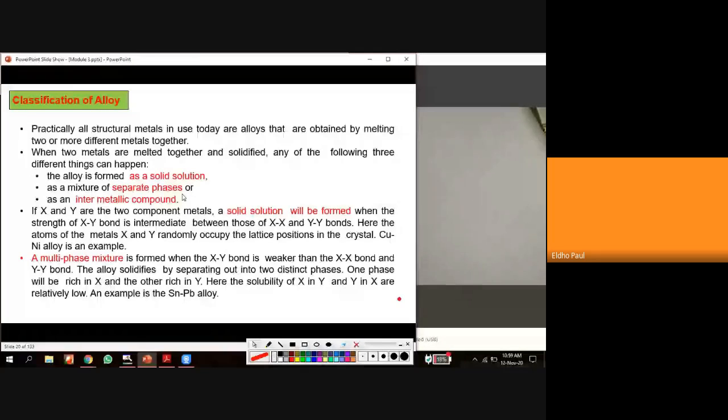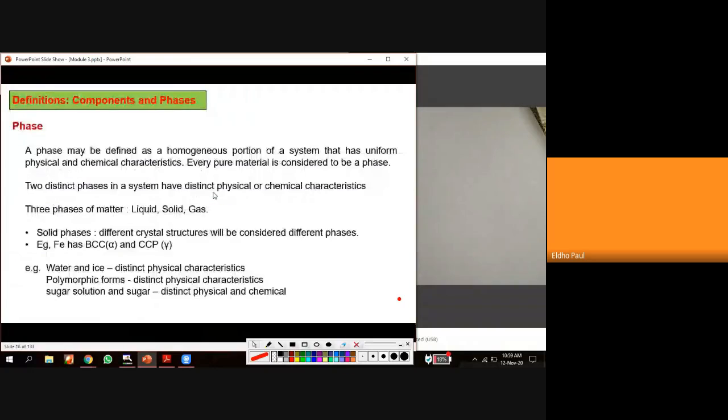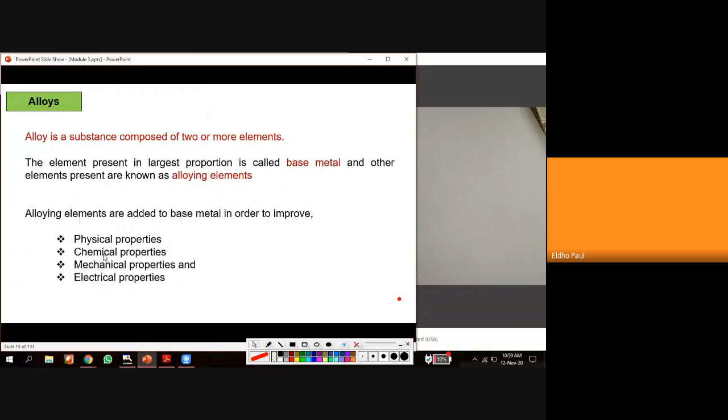Practically all structural metals used nowadays are alloys. No perfectly pure material is used in engineering applications nowadays, because we already discussed the improvement of different properties in alloys. The physical, chemical, mechanical, and electrical properties can be improved by converting a pure metal into an alloy form. So most engineering applications commonly use alloy elements.